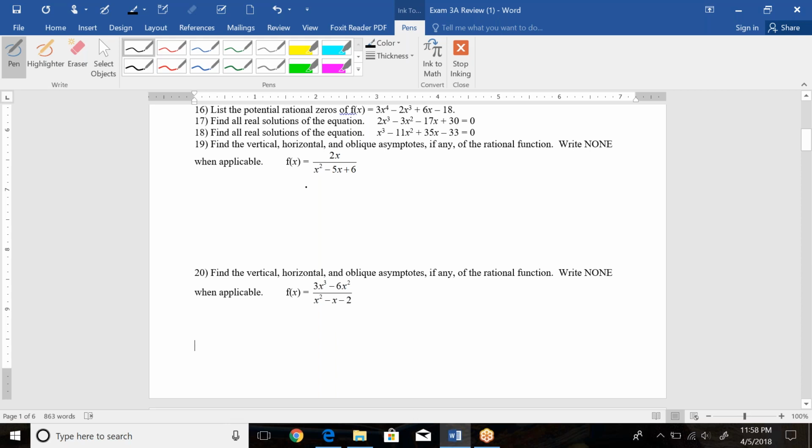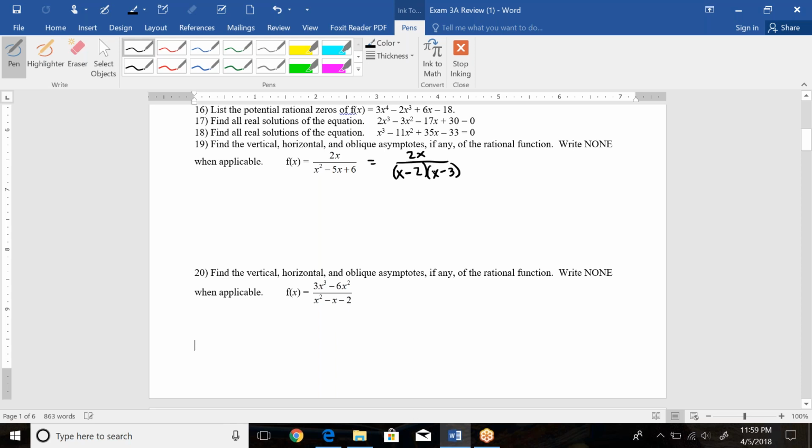So when you're looking for your vertical asymptotes, you want to factor the denominator completely. So this would be 2x over x squared minus 5x plus 6. Looks like factors of 6 that add to -5 would be -2 and -3, since they multiply to +6. You'll also want to factor your numerator if you can, because sometimes factors in the denominator are not vertical asymptotes. They are removable discontinuities, or holes.